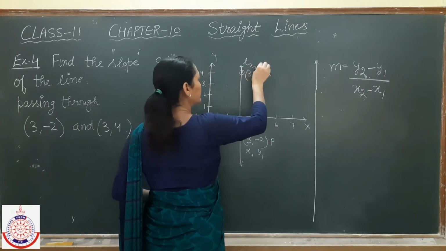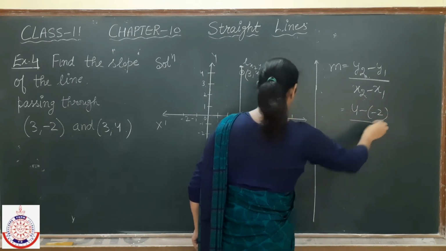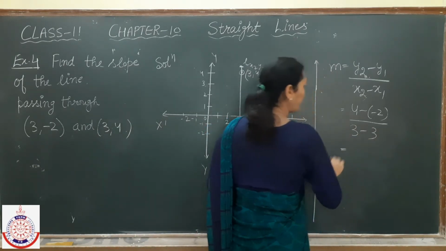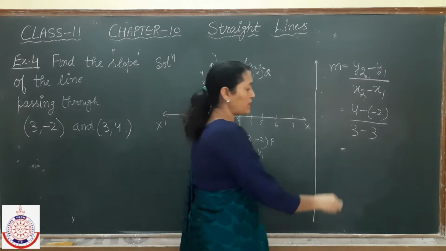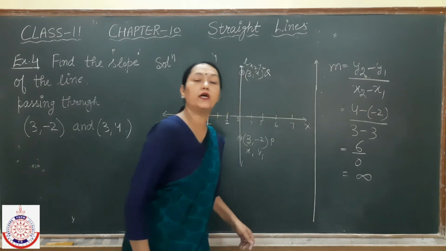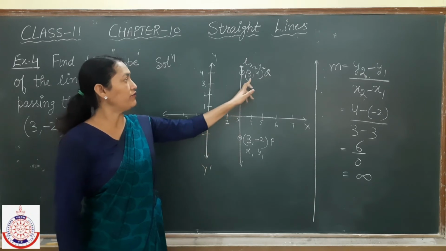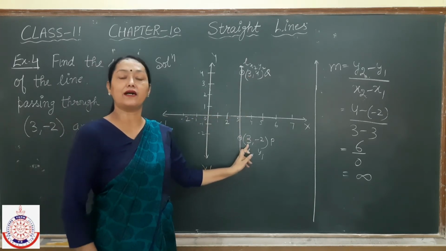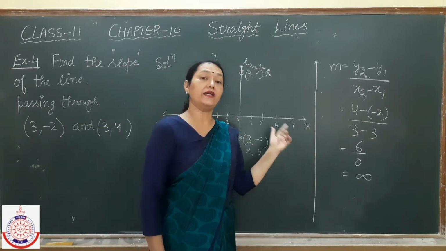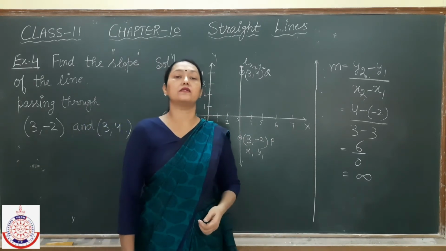4 minus minus 2 upon 3 minus 3. So what we have obtained? 6 upon 0. 6 upon 0 means undefined, infinity. That means from the last two examples what we have concluded: in case the values of x coordinates are the same, then we'll get our slope as infinity. And if the values of y coordinates are the same, then we will get slope as 0.